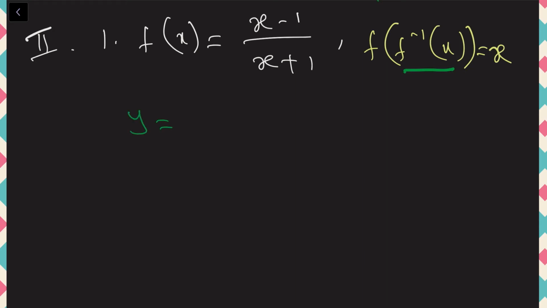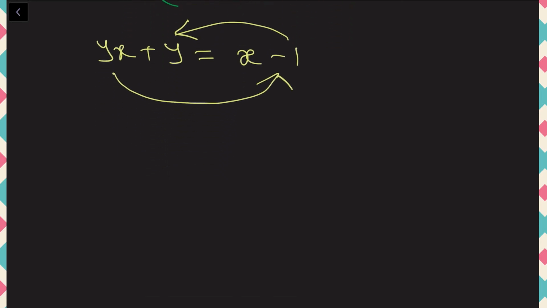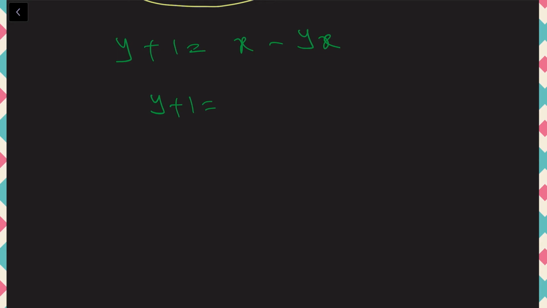Replace f of x with y. y is equal to x minus 1 divided by x plus 1. Take the denominator to the left side. Then we get y into x plus 1 is equal to x minus 1. Open the bracket and expand it. y into x, yx, plus y into 1, y, is equal to x minus 1. yx I will take to the right side and minus 1 I will take to the left side. So it will become y plus 1 is equal to x minus yx. Left side I will write as it is, y plus 1 is equal to, from the right side I will take x common, then we remain with 1 minus y. I want the x value, so bring 1 minus y completely to the left side. Then x is equal to y plus 1 divided by 1 minus y.